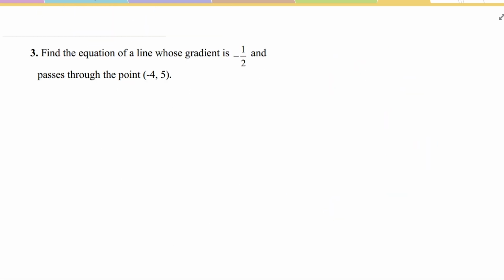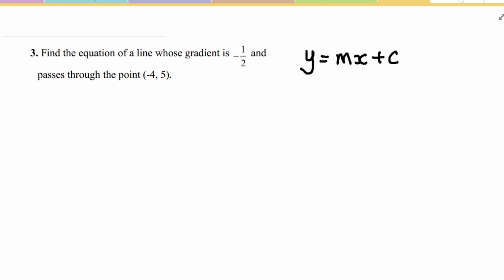So next number: find the equation of a line whose gradient is -1/2 and passes through the point (-4, 5). Now we know that we're dealing with the equation of a straight line. We know that the general form of the equation of a straight line is given by y = mx + c. That is the general structure of how a straight line equation looks.